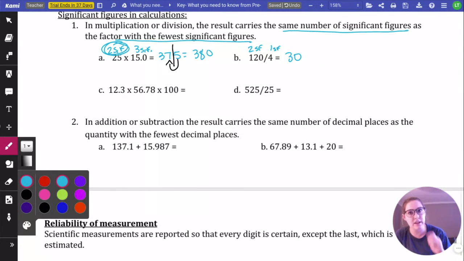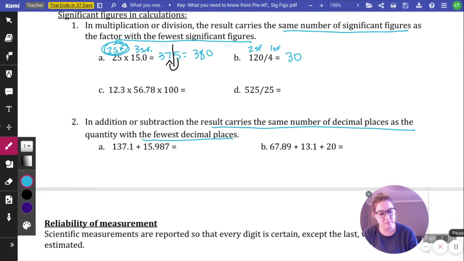Now, in addition and subtraction, the result carries the same number of decimal places as the quantity with the fewest decimal places. So right here I have 137.1 plus 15.987. If I add those together, I end up with 153.087. Now 137.1 has one decimal place, 15.987 has three. My fewest number of decimal places would be 1. So I'm going to end it there.